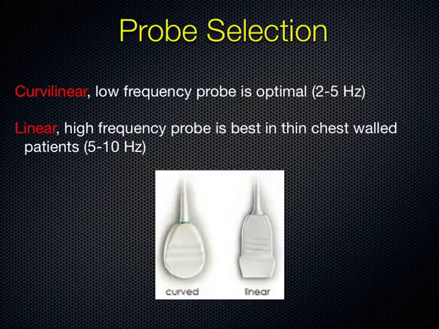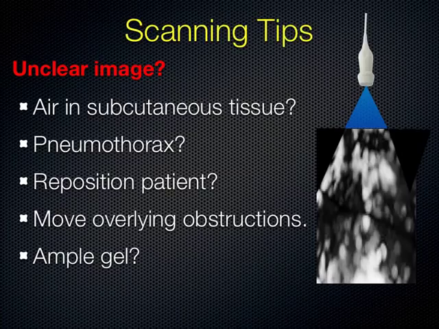A couple quick tips, and this is important for any kind of imaging: if you don't have a great picture, if you don't see anything, you have to think about what to troubleshoot. Do you have enough gel? Air is your enemy, gel is your friend. You've probably heard that 1,000 times, but it is absolutely true. If you don't have gel, or you don't have good contact with the chest wall, or if you've got something obstructing the way, like a bandage or a bra strap, you need to clear those things so that you can see.